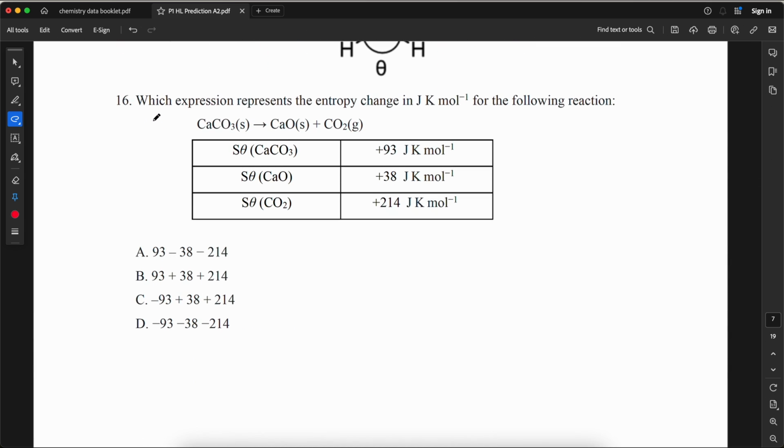Which expression represents the entropy change in joules per kelvin per mole for the following reaction? So delta S will be delta S products minus delta S reactants, which is plus 214 plus 38 minus 93. The answer is C.